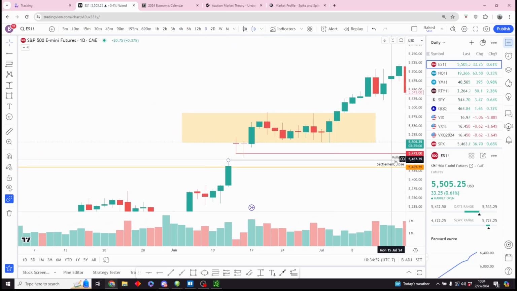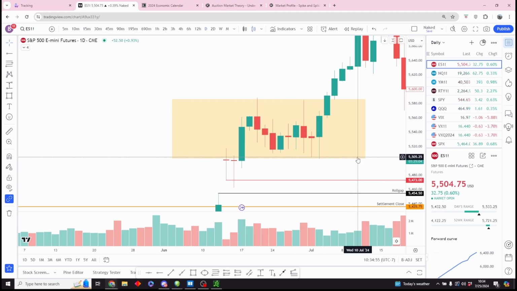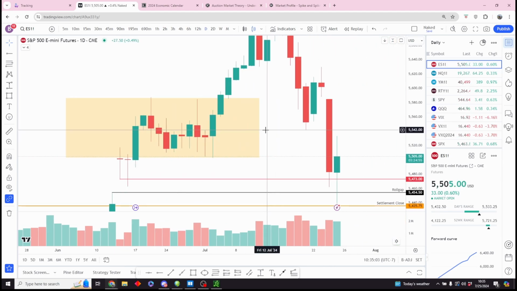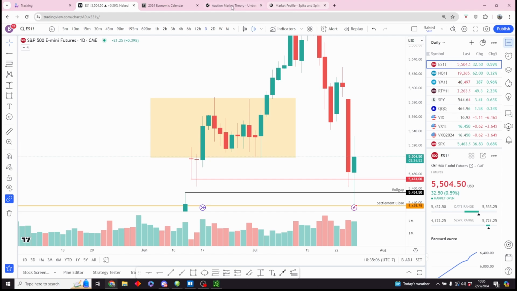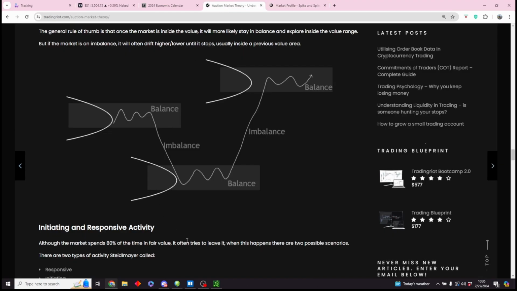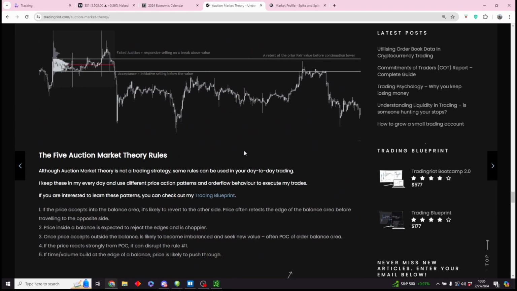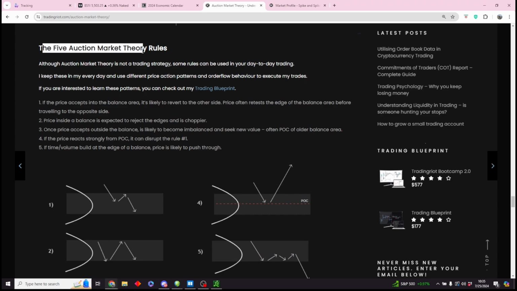To show it in a candlestick visual, you can see here the balance low, balance high, and the 30s is the VPOC of this general June range. In market theory, price moves from balance to imbalance, we create value again, and then go from imbalance to balance. So it's a repeated market cycle, going back to the five auction market theory rules.